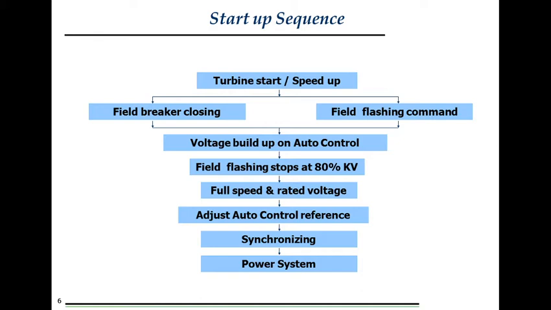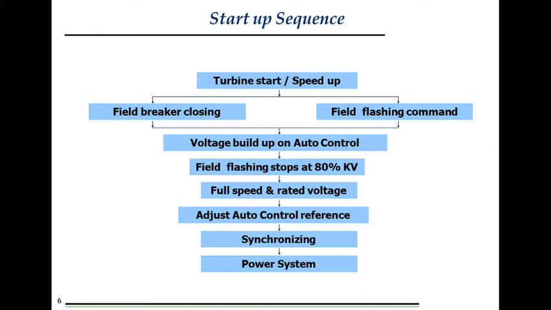So now once this is done, we put the voltage in auto command and give a reference set point. Suppose we have a 500 megawatt generator and the terminal voltage of the generator is 25 kV. So we give a set point of 25 kV. Now once 80% of the terminal voltage, that is 80% of 25 kV, is reached, the field flashing will automatically stop and thyristor firing, or the exciter firing, will start. It means the main exciter will come into the picture.